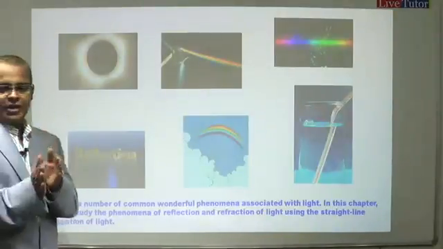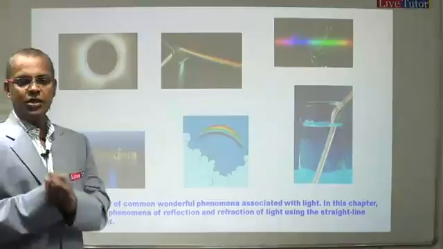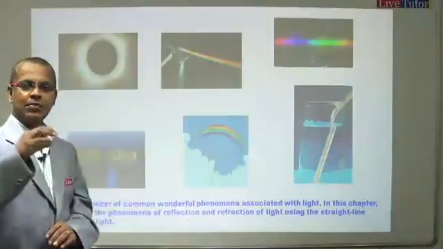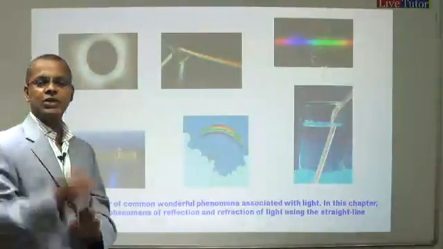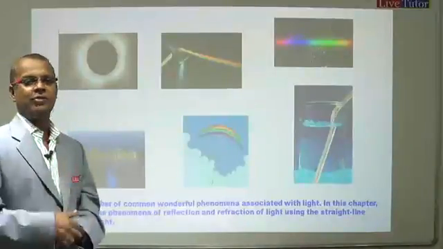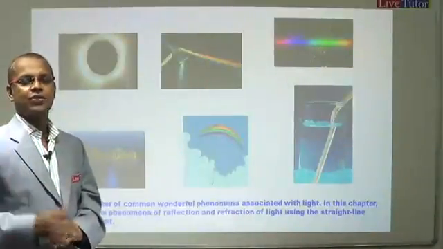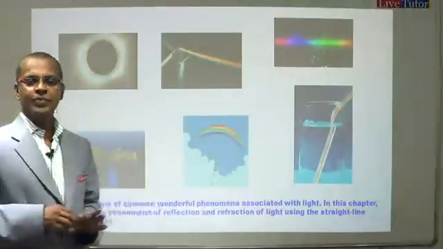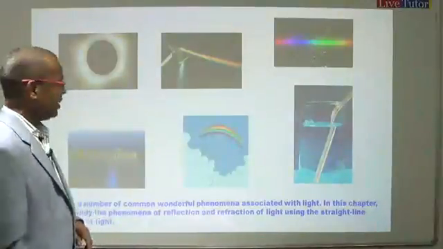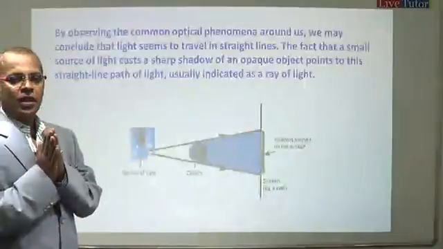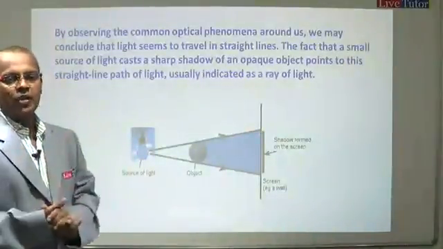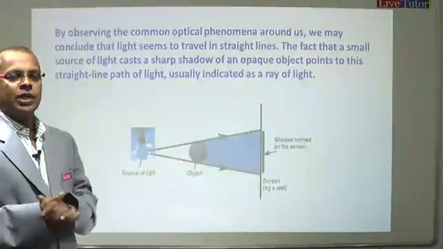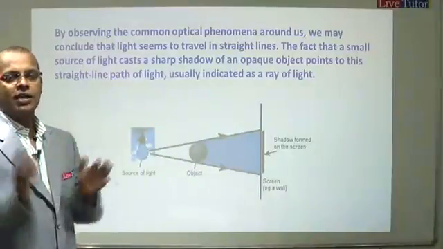When we talk about reflection and refraction, we make use of the straight line propagation of light. What is meant by straight line propagation? Propagation means proceeding forward, moving forward. So straight line propagation of light means we understand that light travels in a straight line. That property is made use of to study these two phenomena, reflection and refraction. By observing the common optical phenomena around us in day-to-day life, we may come to the conclusion that light is always traveling in a straight line.